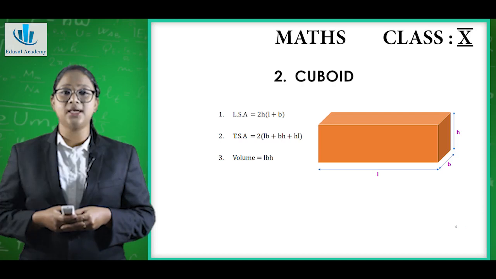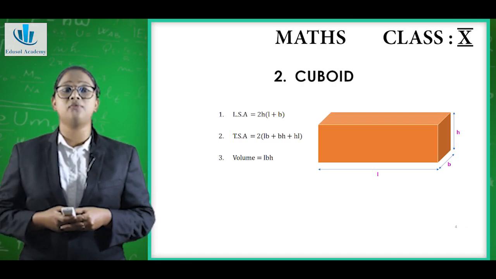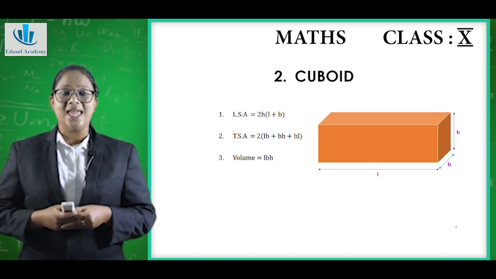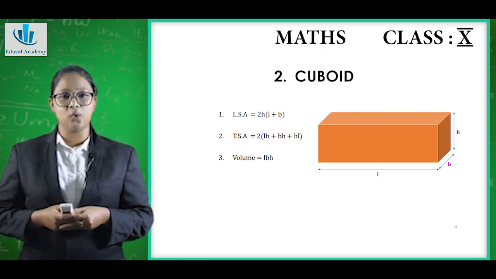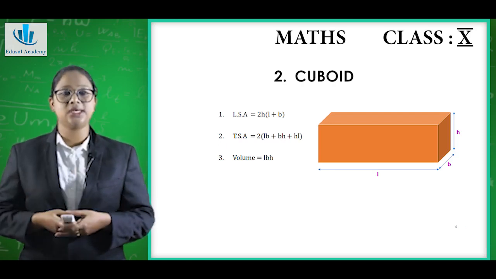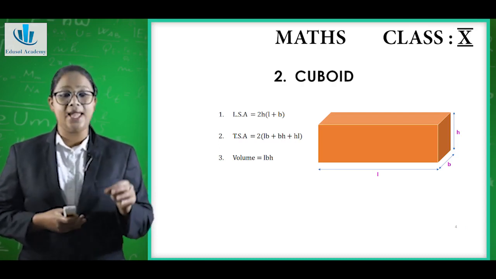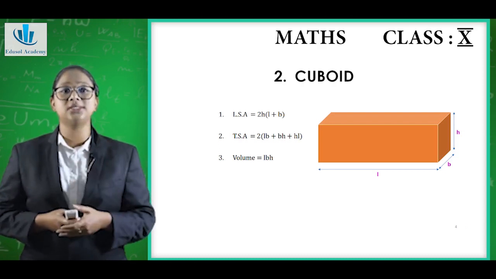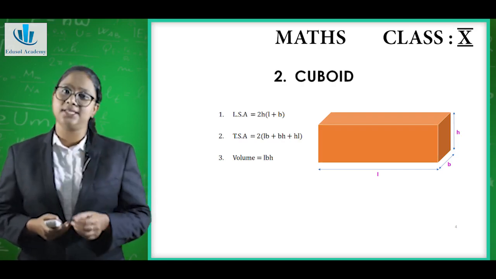Now, for total surface area, we have to add the top and the bottom. So, the final equation for total surface area of a cuboid will be 2 into LB plus BH plus HL. I hope it's clear. Now, volume. What did I talk about the volume? Volume is equal to area into height. What is the base area of a cuboid? That is L into B. So, L into B into H is equal to volume of a cuboid, or volume is equal to LBH.